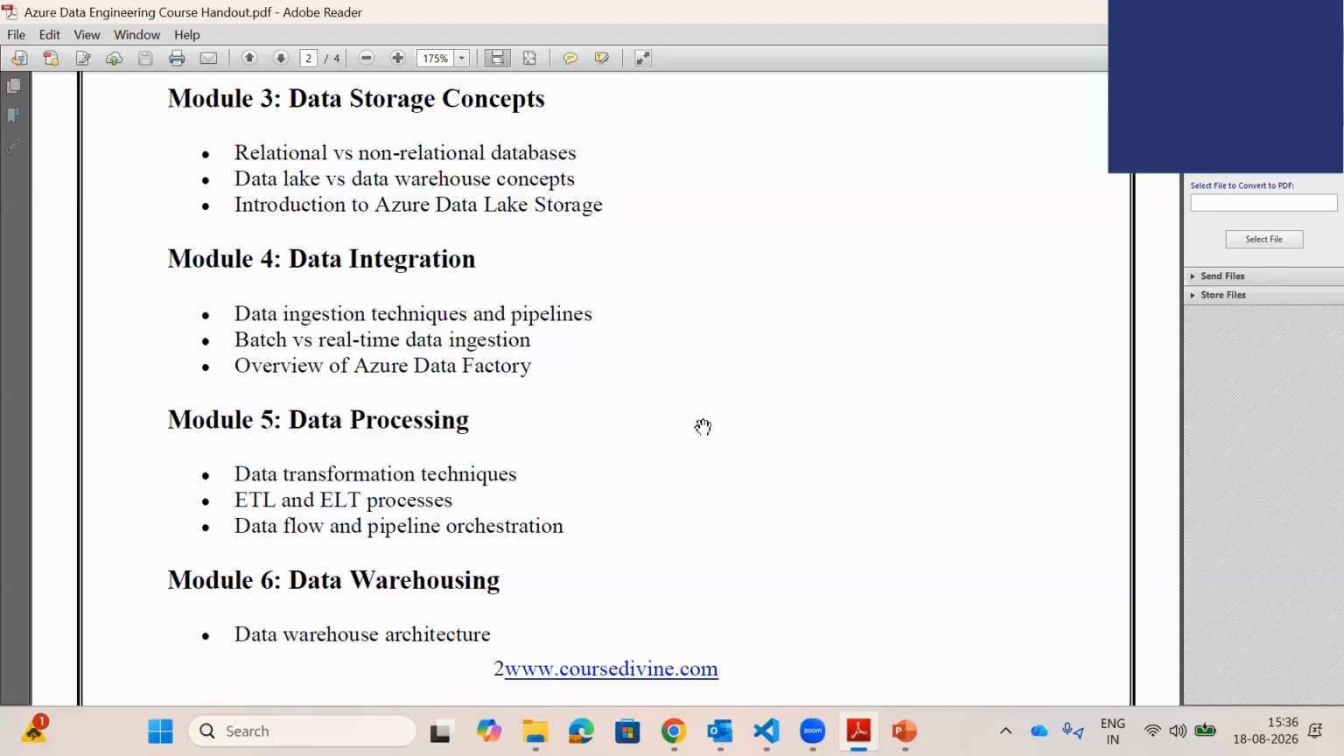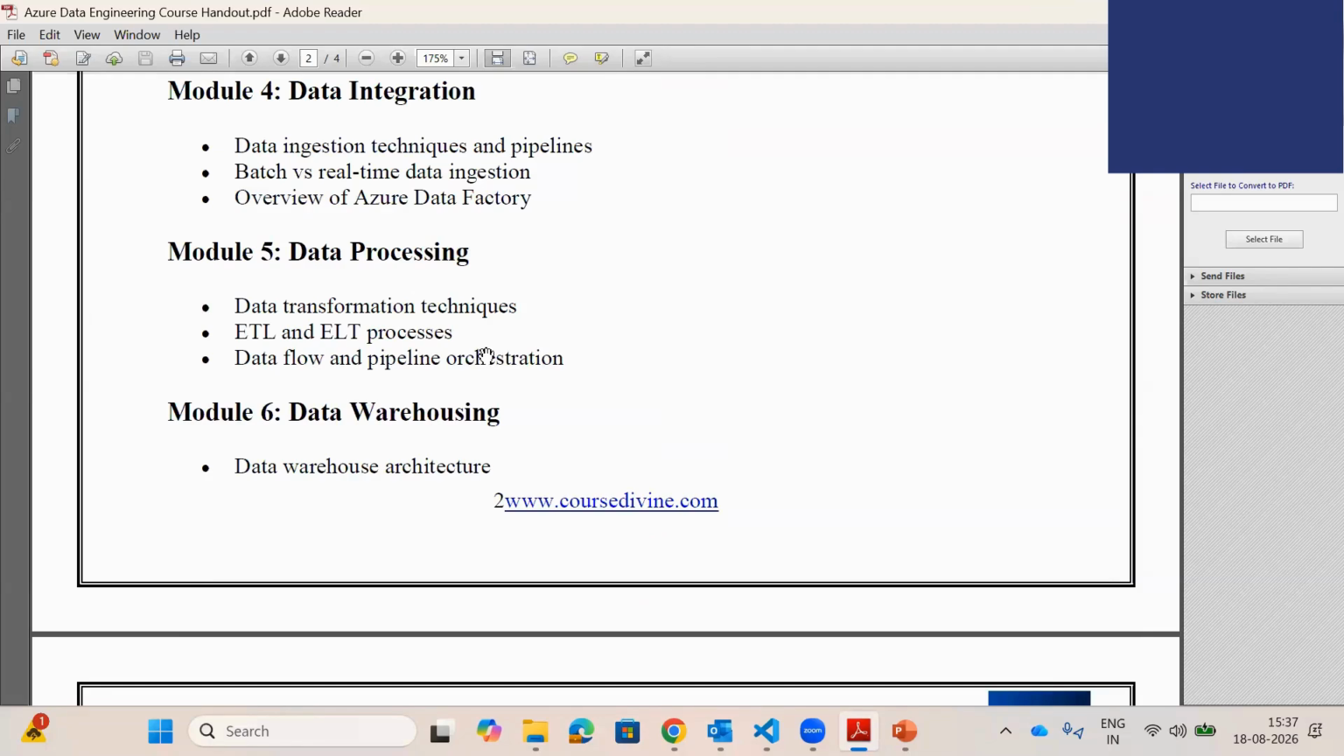So over here, the data integration service is Azure Data Factory, because ETL comes in here, and we are going to see it in detail in module 4. I will start with the concepts, then show you the service, and then show you the lab. Making sense? Yeah.